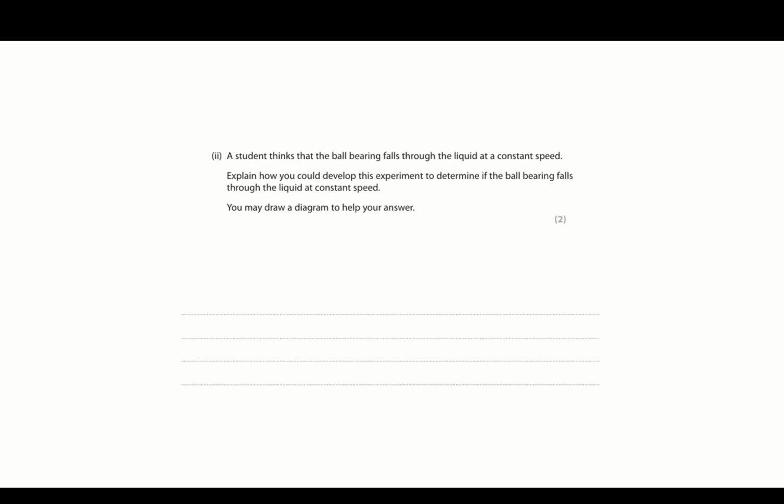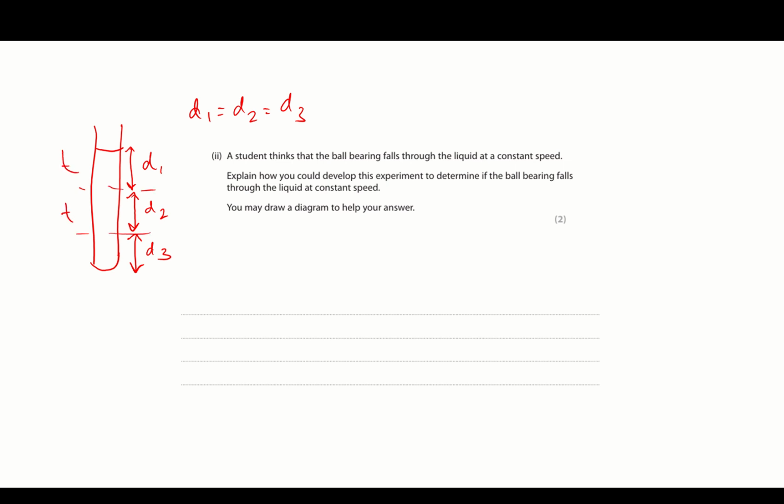That's it. So if I draw my little diagram now, I've got my liquid, and then I'm going to split this into 3. I'm going to go distance 1, distance 2, distance 3. And then I'm going to say distance 1 equals distance 2 equals distance 3. They are all the same distance. And then I'm going to time each using a stop clock. I'm going to use a ruler here. And then how do I know if it's falling at constant speed? Speed 1 would equal speed 2, which equals speed 3. And then I've just done that in terms of words.